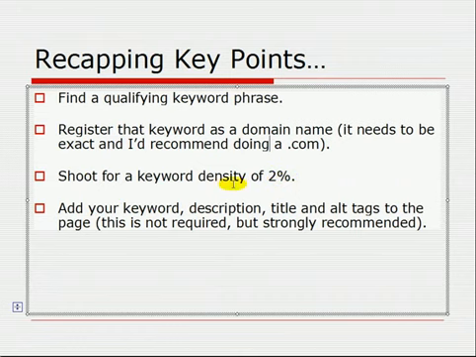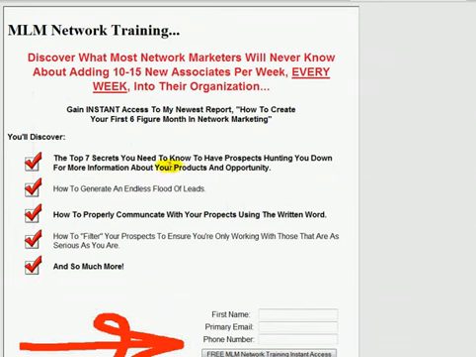Add your keyword to the description, the title, and the alt tags of the page. This is not required, but I would strongly recommend it. If you go over here to MLM Network Training, you can see that that's the title of the page: MLM Network Training. I also have incorporated some alt tags into some of these check marks, into these images, also this little arrow here, and also into the signature image that's right here.